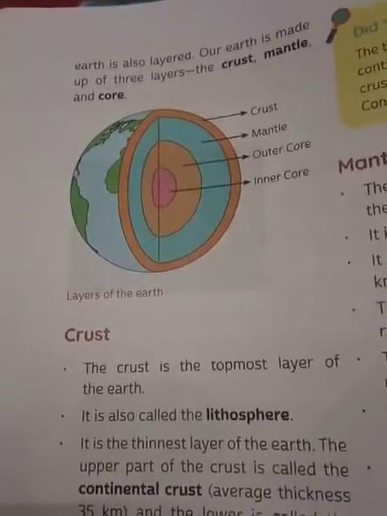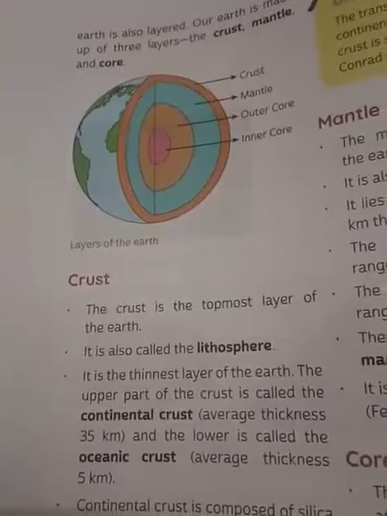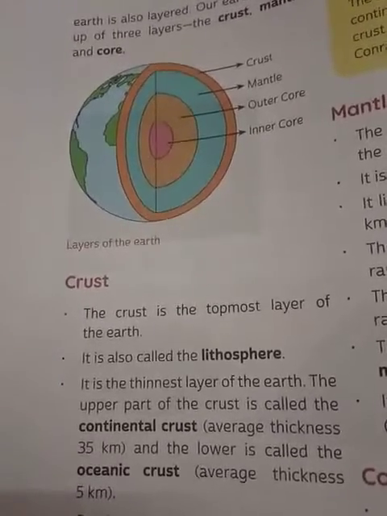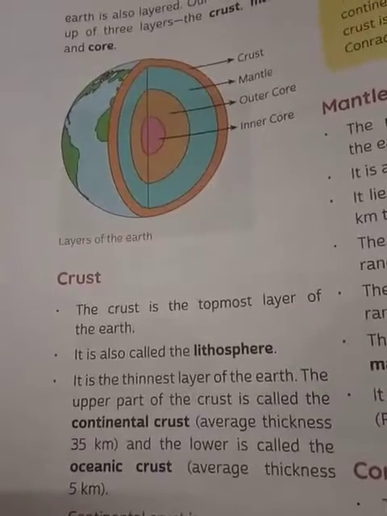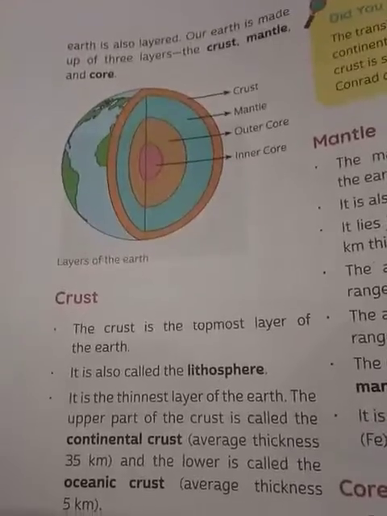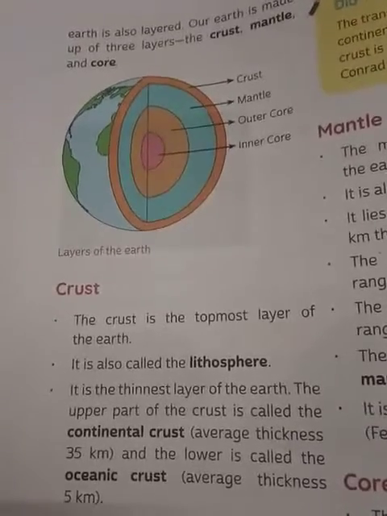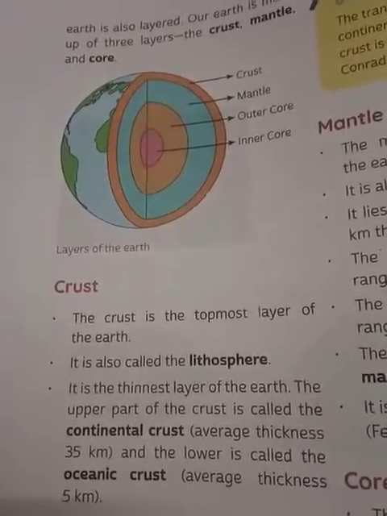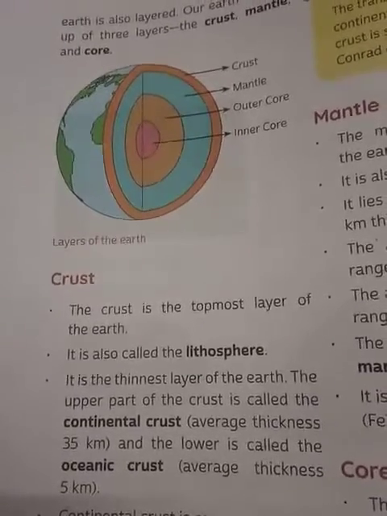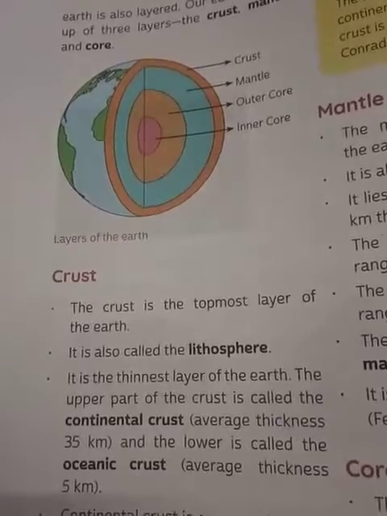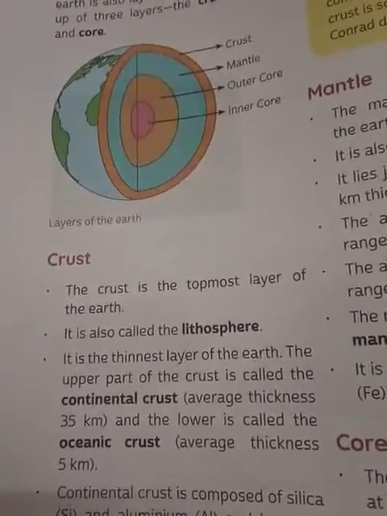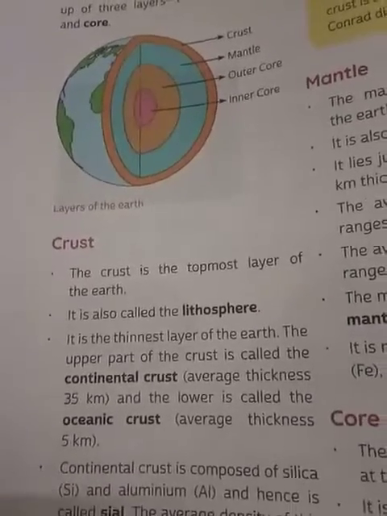Now coming to the crust, the topmost layer of the Earth is also called what? Lithosphere. It is the thinnest layer of the Earth. The upper part of the crust is called the continental crust. It is about how many kilometers? 35 kilometers. So the topmost layer of the Earth which we see is the crust, lying on the uppermost part of the Earth, with a thickness of about 35 kilometers. Next, the lower part is called the oceanic crust, which is 5 kilometers.